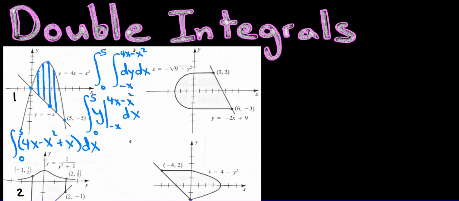This is 5x. So here's what we've got. We've got 5x, so that's going to be 5 halves x squared minus 1/3 x cubed, and we're going from 0 to 5. Yeah, like that. And that will give us the area that we're looking for. That's the area of that region. And what we're doing is we're getting set up, we're finding the area of the base, and then we're going to multiply by the height.